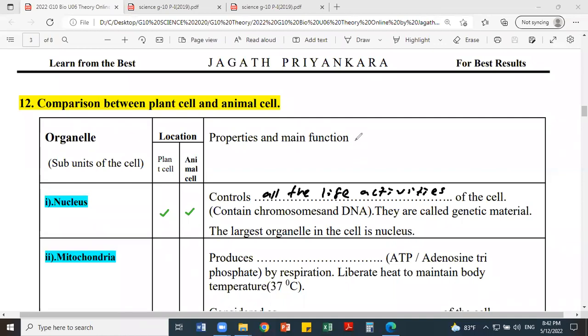Next one, and the other most important thing: the nucleus contains what? Chromosomes and DNA. Highlight that also. Nucleus contains chromosomes and DNA, and they are called genetic material. And the largest organelle in the cell is the nucleus. That is also very important. These are the things you should know about the nucleus, and that it is a double membrane organelle, surrounded by two membranes. Nucleus is a double membrane organelle.